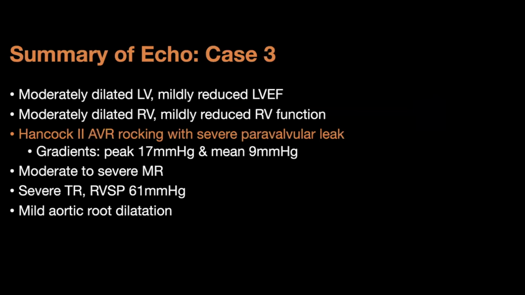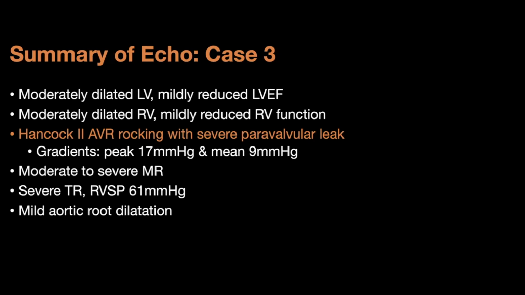So this gentleman, to summarize, he had moderate LV and RV dilatation and mildly reduced function. He had the Hancock 2 bioprosthetic aortic valve, which was rocking, with severe paravalvular leak. Gradients were again just off axis. There was moderate to severe MR, severe TR with elevated RVSP, and some mild aortic dilatation.